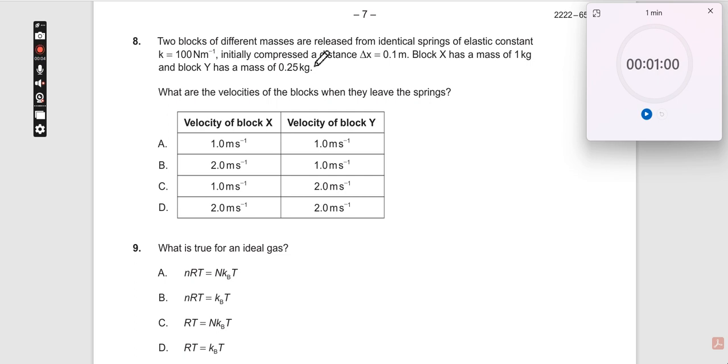Okay, now let us go with the eighth problem. Right, let me start the timer.